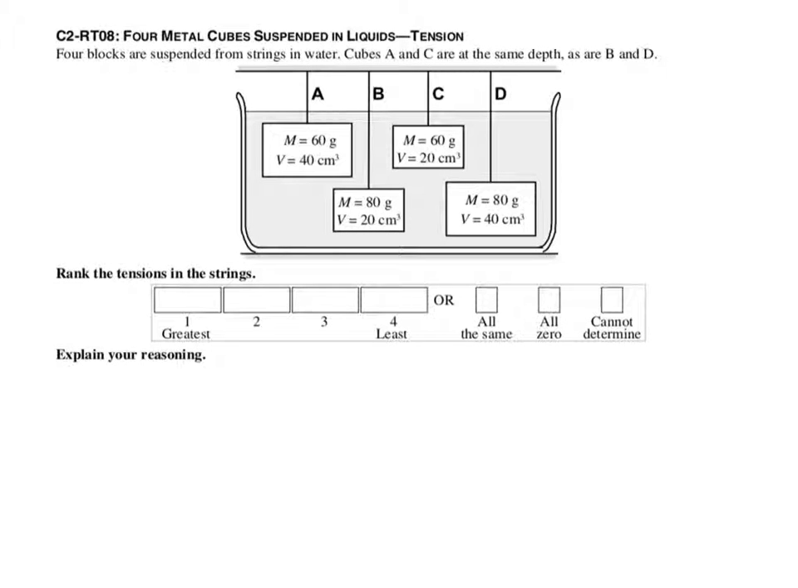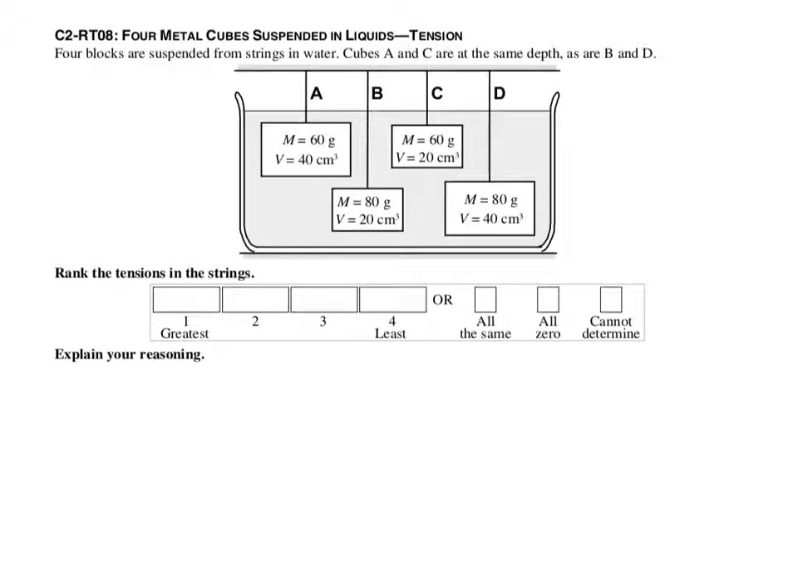Chapter 15, Sample Problem Number 9. Four blocks are suspended from strings in water. Cubes A and C are at the same depth, and cubes B and D are at the same depth. And we are asked in this to rank the tensions in the strings.